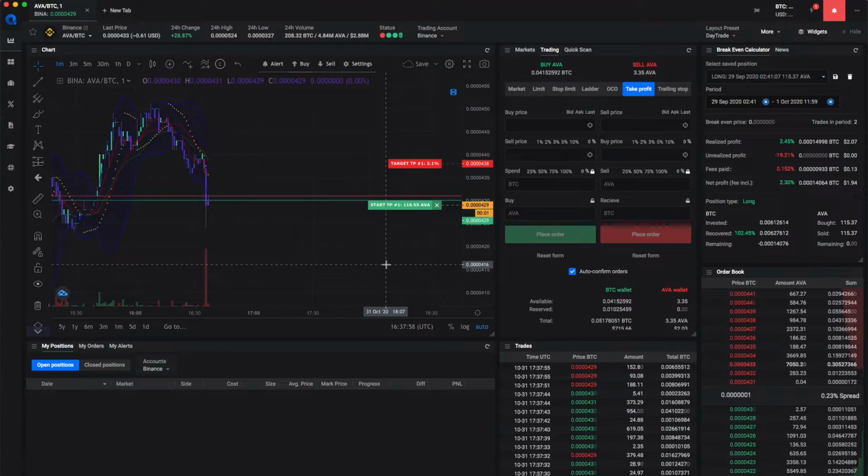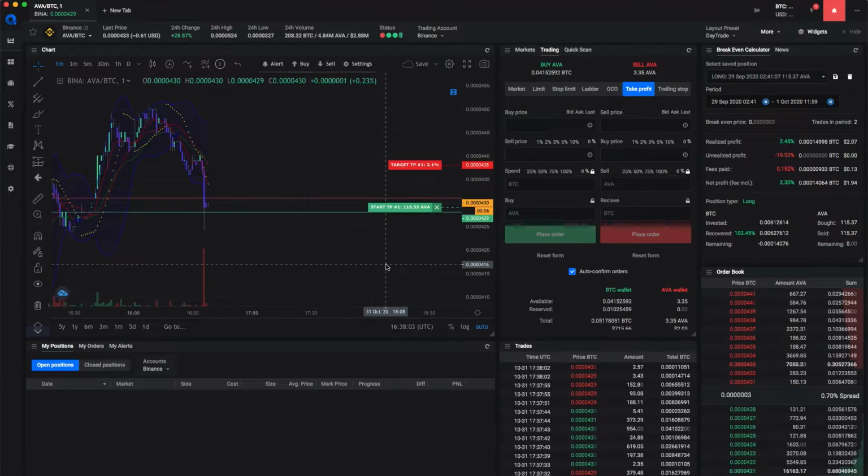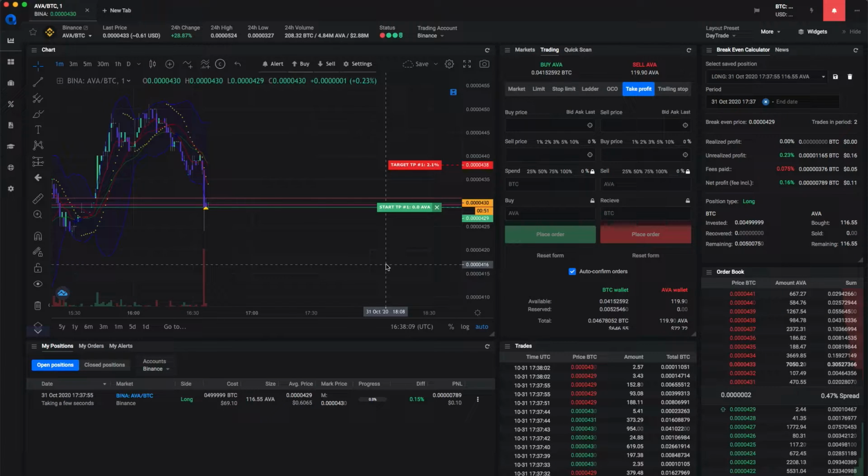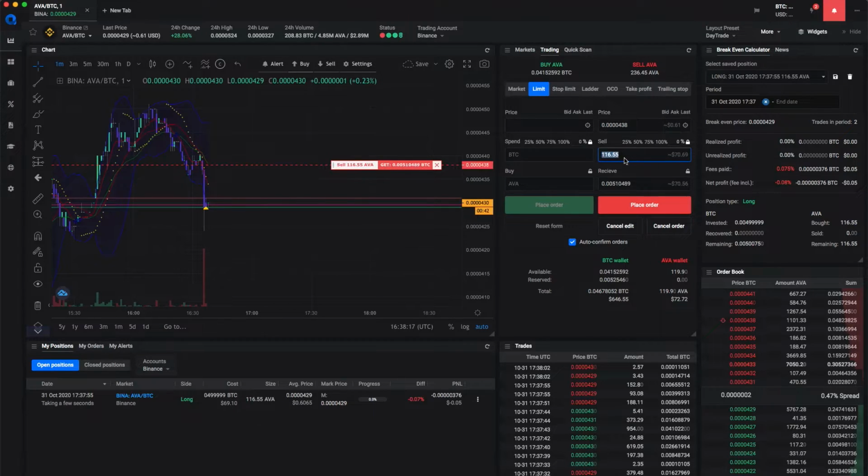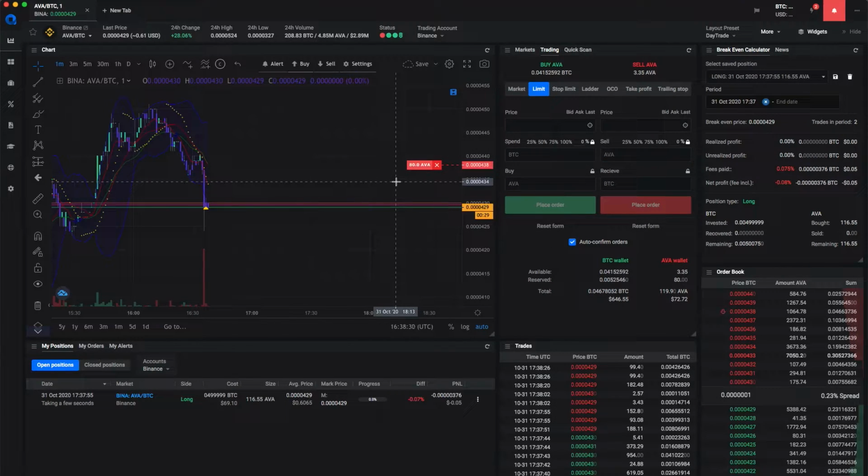After about a minute or so, the buy order was filled, and as you can see, the sell order was immediately placed. Now for this position, I didn't want to sell everything on the first sell. What I wanted to do was sell off about 75% of my position, and then use the rest for a trailing stop.